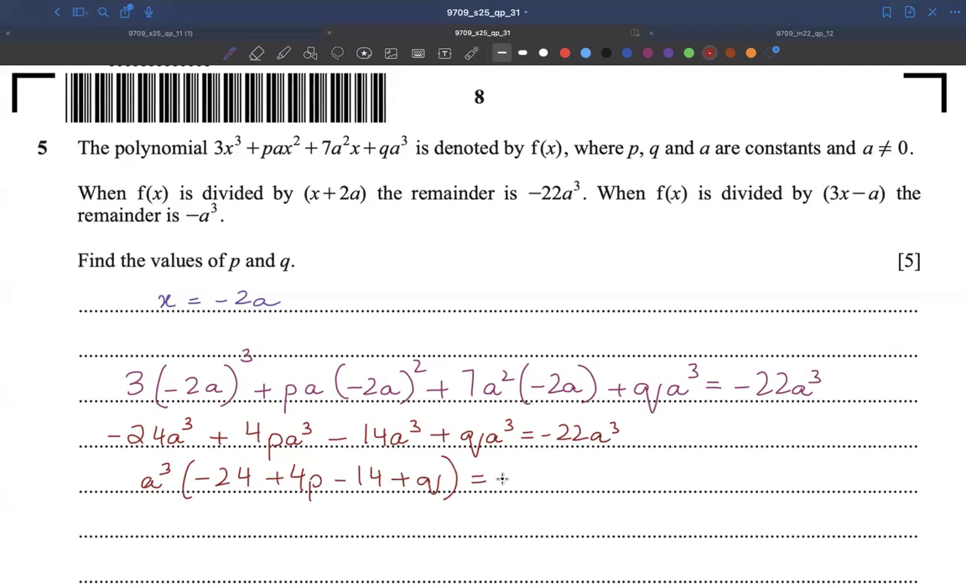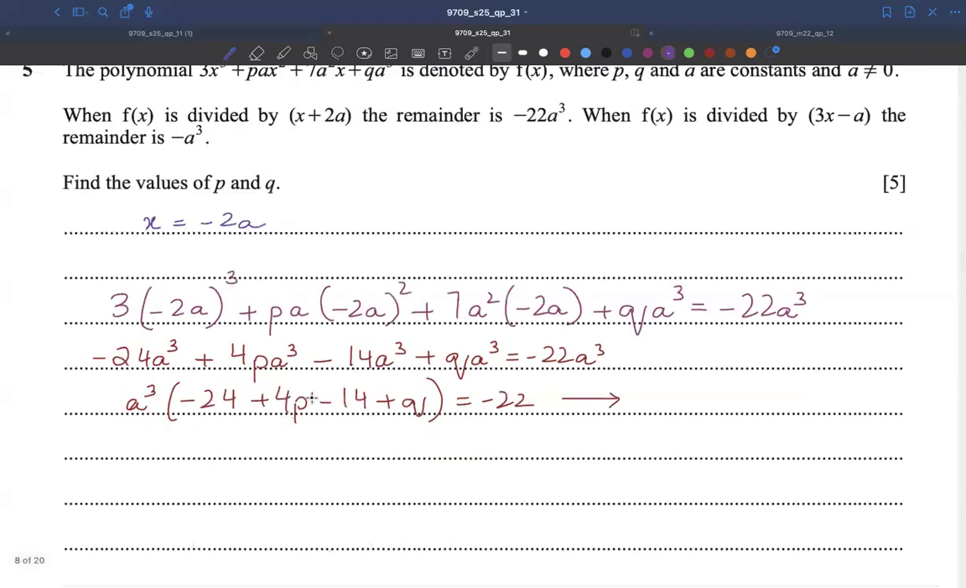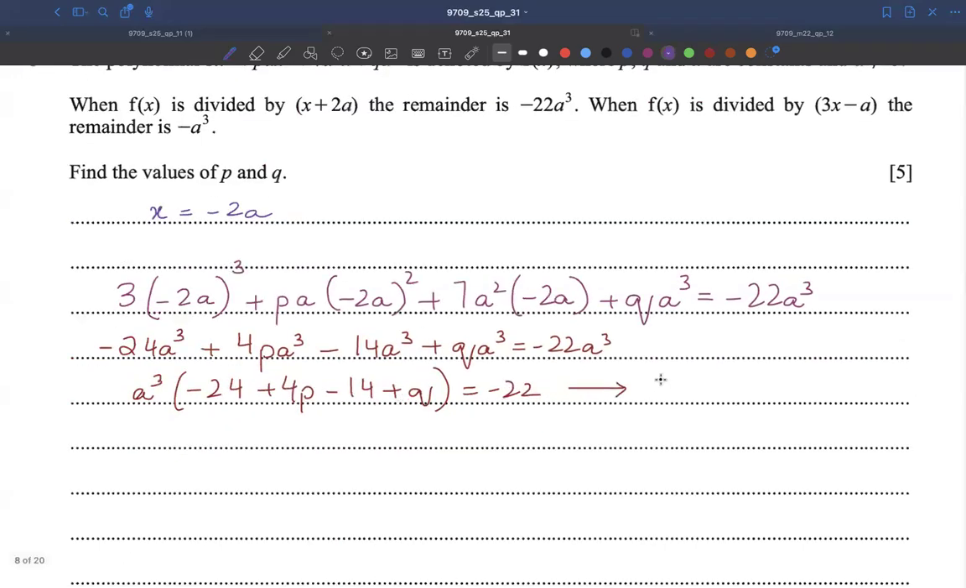equals to minus 22. And we can simplify this as well to make our first equation. 4p plus q, we can leave it on one side. So 4p plus q will be equals to minus 22 plus 14 and plus 24. So minus 22 plus 14 is minus 8, minus 8 plus 24 would be plus 16. So this will be our first equation.